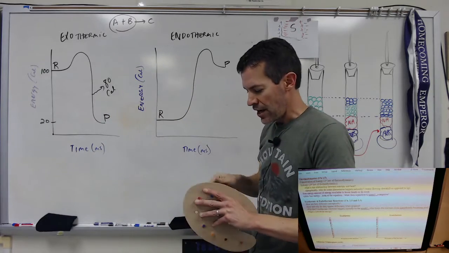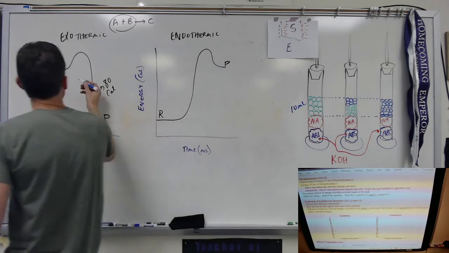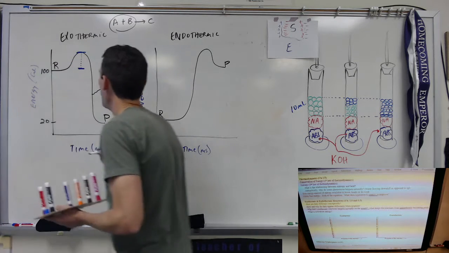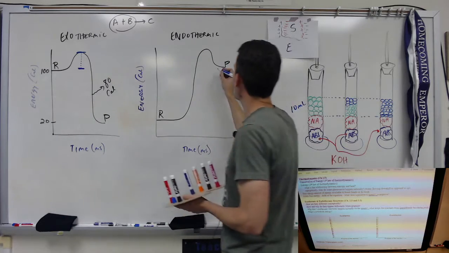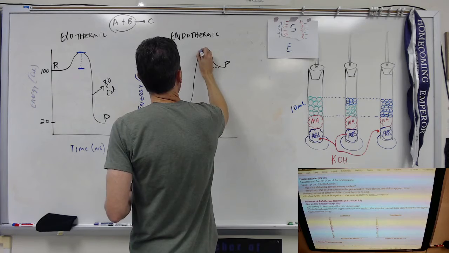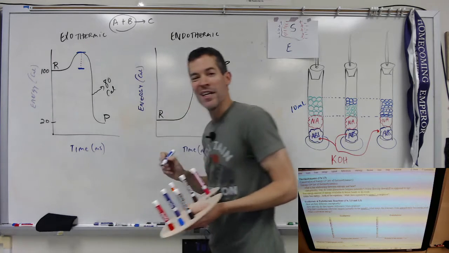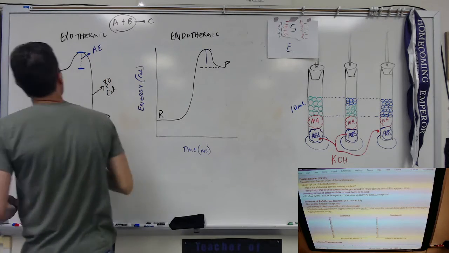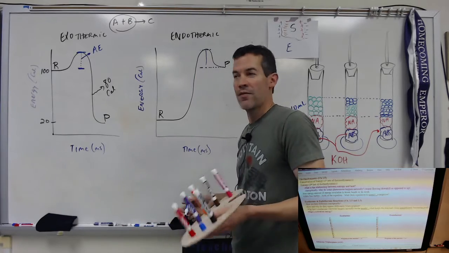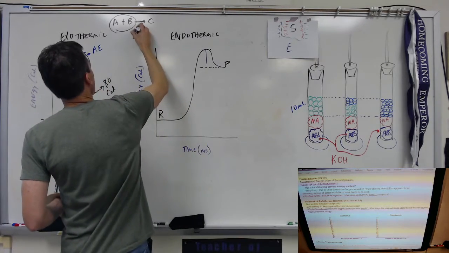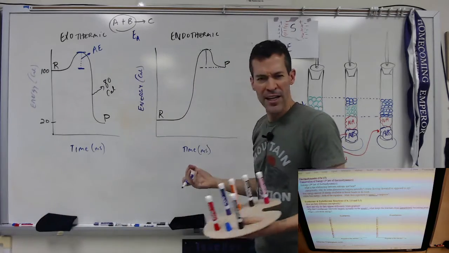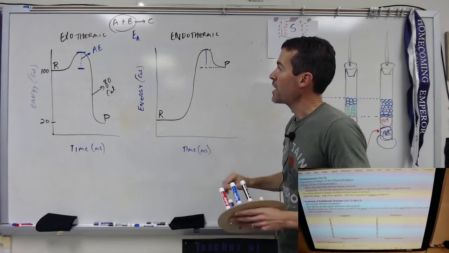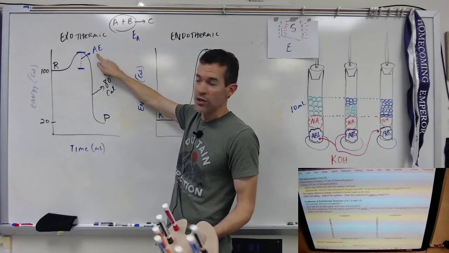Okay, so now we get to this bump. That bump is called activation energy. Same thing over here. That bump is activation energy. Sometimes chemists call it energy of activation, and they abbreviate it like that. So if you're thinking, my chemistry teacher did this, that's the same thing. Okay, so activation energy is how much energy it takes to activate the reaction.